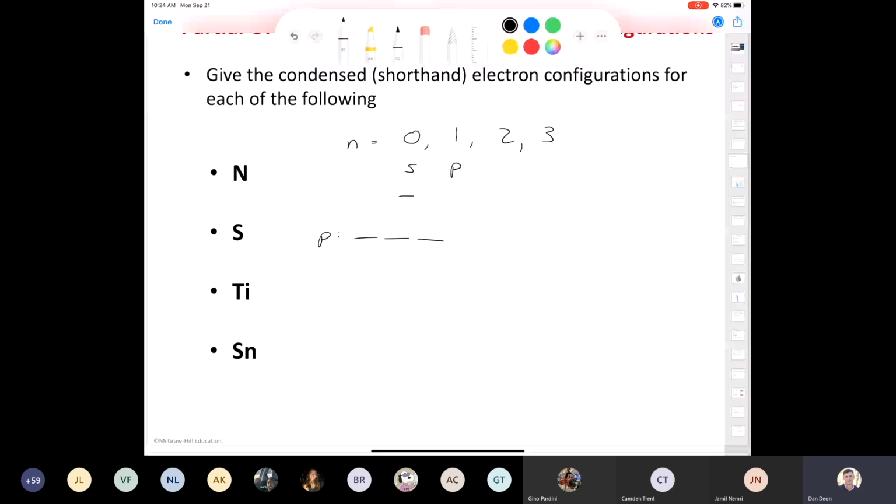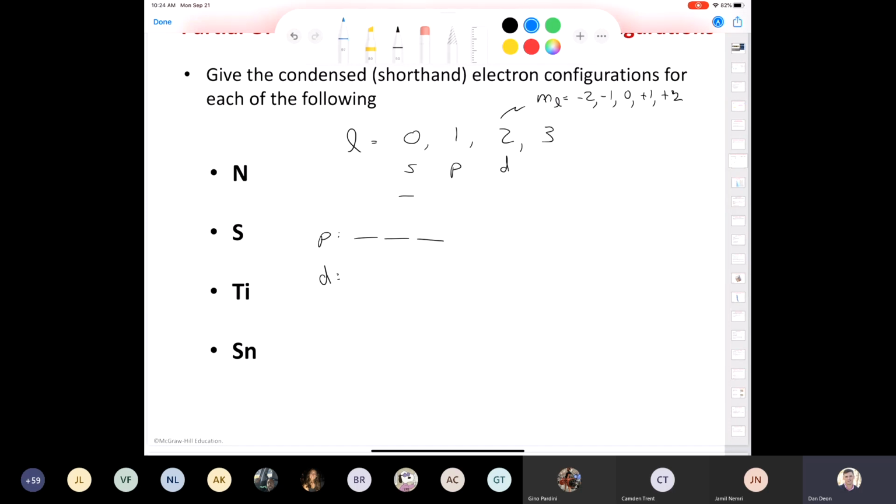Sorry, did I write n when I should have written l? There we go. When I have an l equal to 2, I have a d orbital. And when I have a d orbital, remember, when l is equal to 2, ml can be -2, -1, 0, +1, +2.